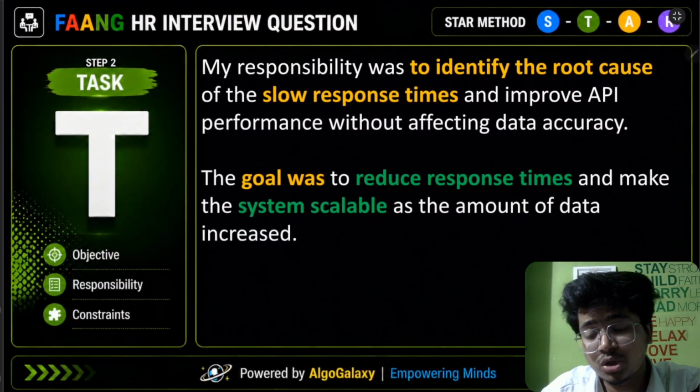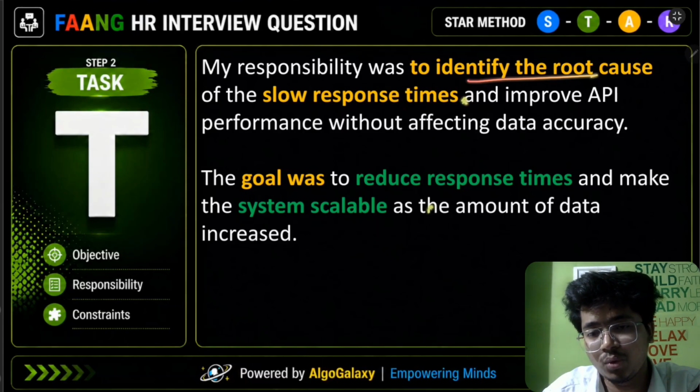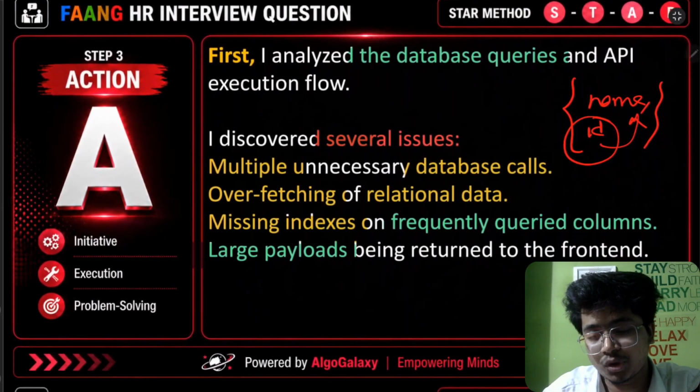My responsibility was to identify the root cause of the slow response times and improve API performance without affecting data accuracy. The goal was to reduce the response times and make the system scalable as the amount of data increased. After the task, now we move to the action portion.